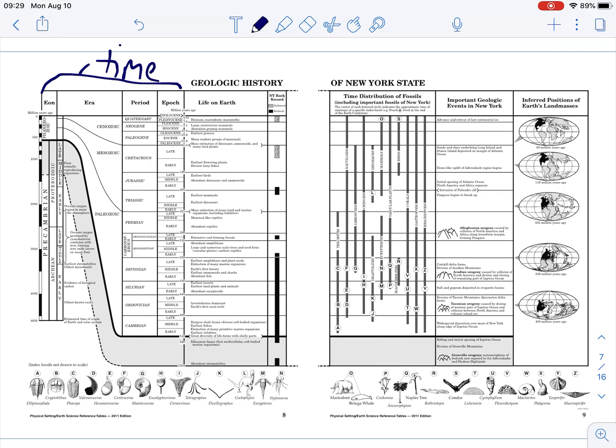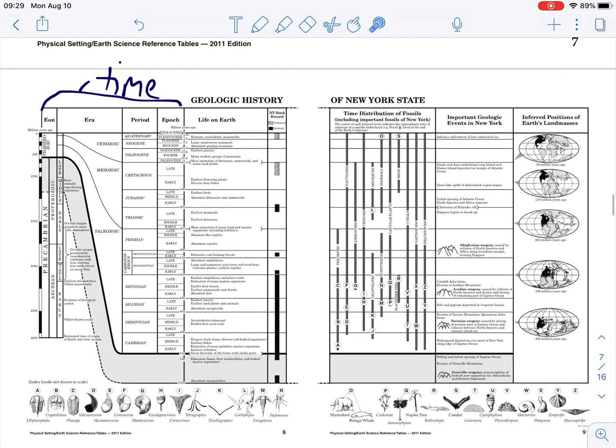Okay, so when you're looking at this section of the diagram, those all have to do with time. The biggest representation of time would be eon, followed by era, which is a little bit smaller, period is a little bit smaller, and epoch is smaller. What do I mean by that?